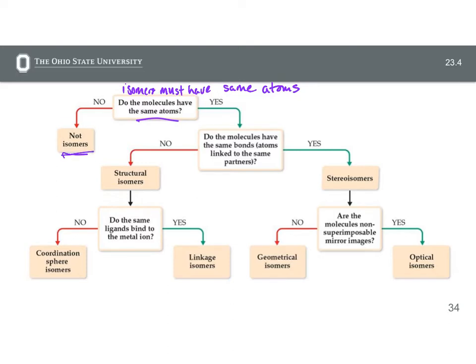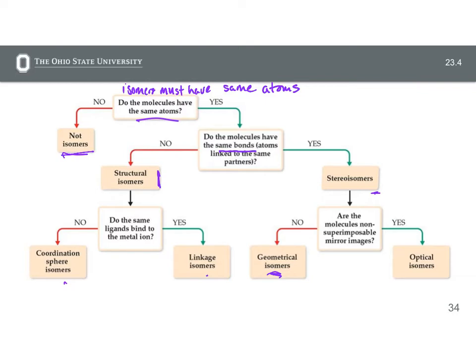But if they do happen to have the same atoms, then we're going to consider whether the molecules have the same bonds. Okay? If they have different bonds, they're going to be some kind of structural isomer, either coordination sphere or linkage. If they do have the same bonds, they're going to be stereoisomers: cis-trans isomers, those are our geometrical isomers, or the optical isomers, the chiral enantiomers.